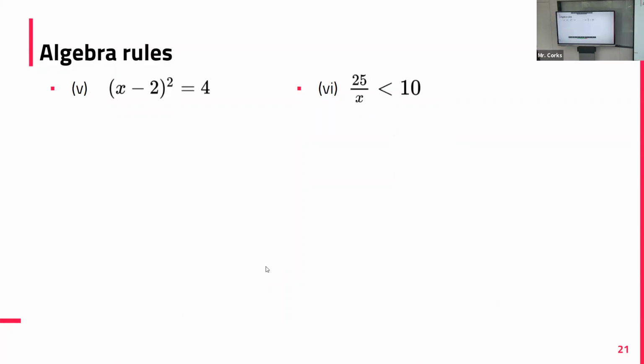All right, two or four more here. These ones should go a little quicker.